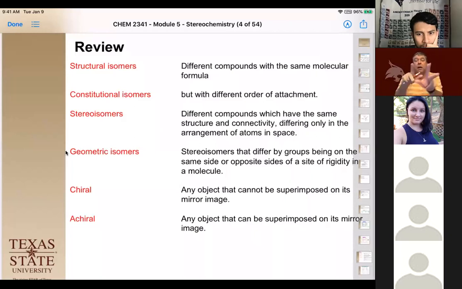it has to be non-superimposable on its mirror image. If you have 4 things, but they are superimposable on their mirror image, it is not chiral, or it is achiral.